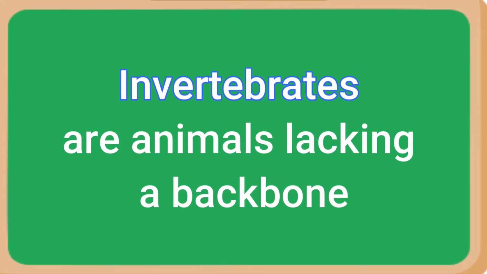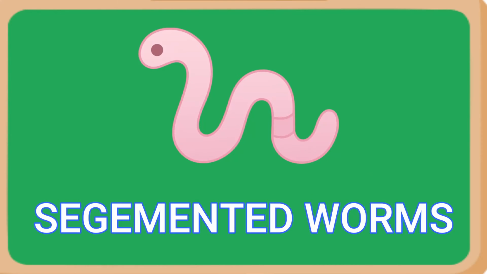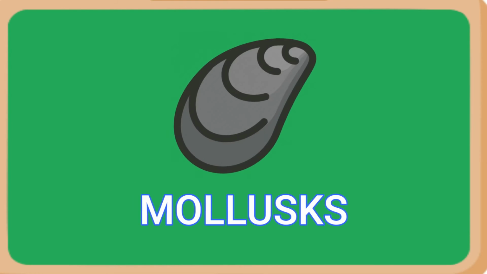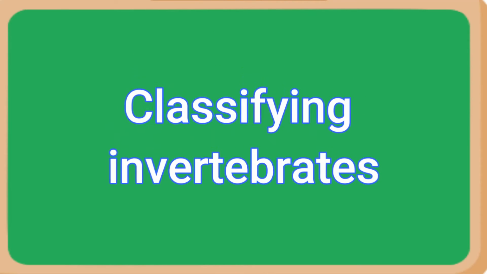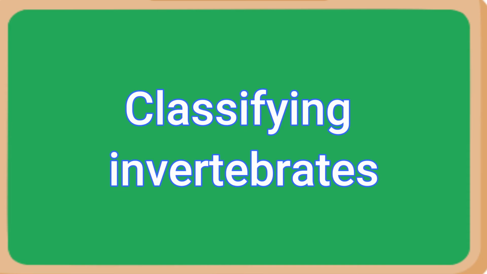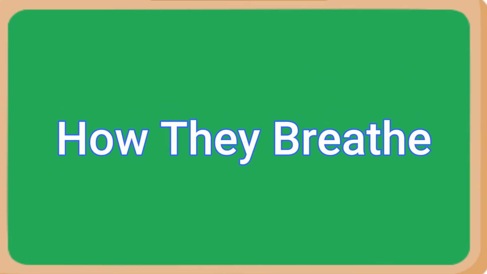On the other hand, we have the invertebrate animals. Invertebrates are animals lacking a backbone, such as sponges, cnidarians, roundworms, segmented worms, mollusks, arthropods, and echinoderms. Invertebrate animals can be classified into 3 factors. First one is what they eat, second is how they breathe, and third, how they reproduce.